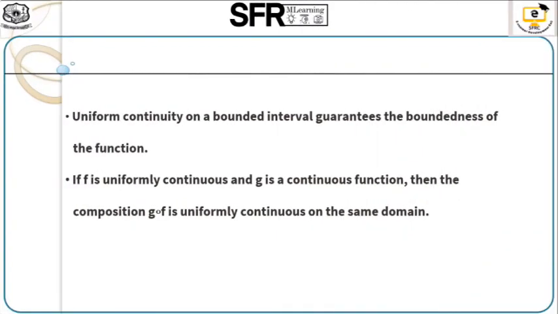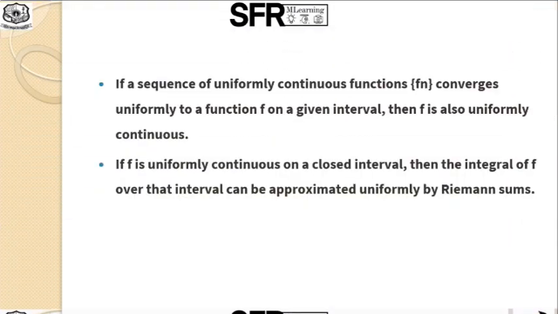Next, these are the properties of uniformly continuous functions. Uniform continuity on a bounded interval guarantees the boundedness of the function. If f is uniformly continuous and g is continuous, then the composition g composed with f is also uniformly continuous on the same domain. Next, if I take a sequence of uniformly continuous functions converging uniformly to some function, then that limit function is also uniformly continuous. If f is uniformly continuous on the closed interval, then the integral of f over that interval can be approximated uniformly by Riemann sums.